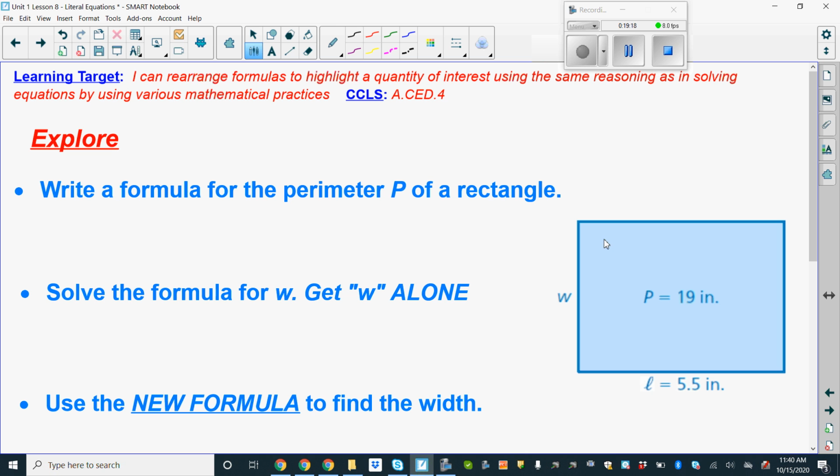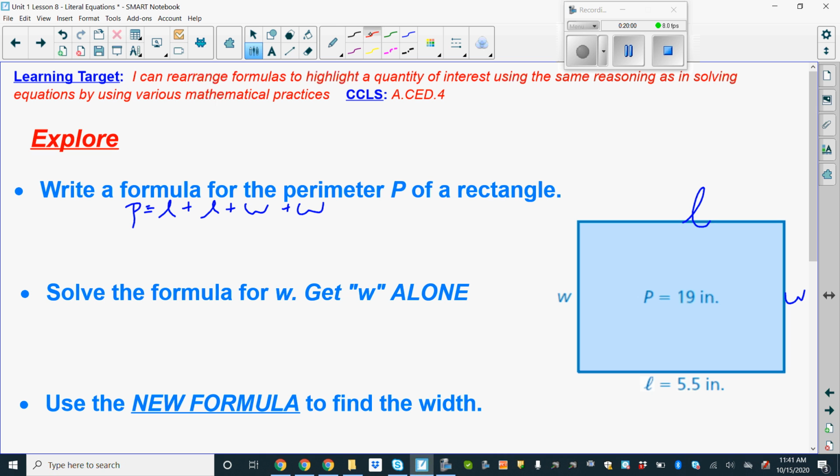Okay, so now we're integrating our knowledge of equations and geometry into solving for different parts of the equation. So first, let's just start by writing a formula for the perimeter of a rectangle. And we know that the perimeter is adding up all sides. So we could write the perimeter of a rectangle equals one length plus the other length plus w plus w, because this side is represented by w and this side is represented by w.